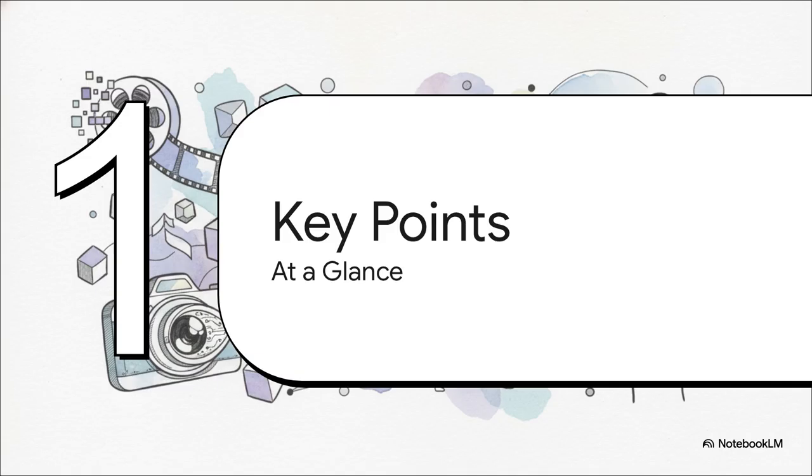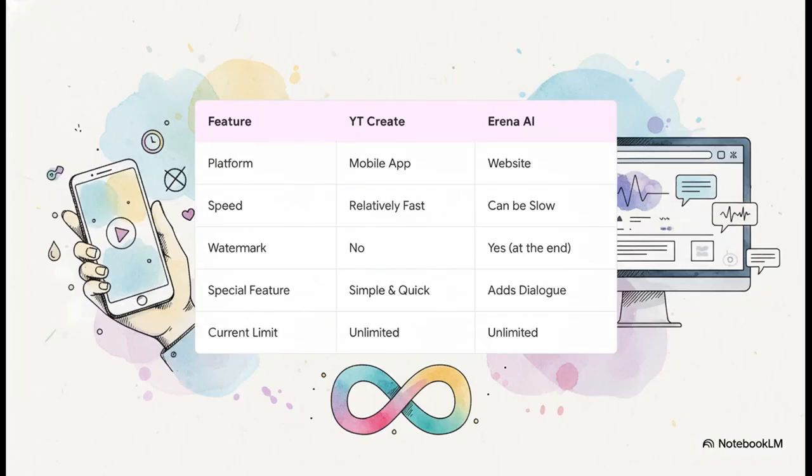Let's put them head to head and take a look. Okay, here's the breakdown. It really just depends on what you need. If you're on your phone and you need something done fast with no watermark, YT Create is your winner, hands down. But if you're on a computer and you want something with a little more artistic flair, like that added dialogue, and you don't mind a little wait and trimming a tiny watermark, then Arena AI is fantastic. And the most important part, for now, they're both unlimited.